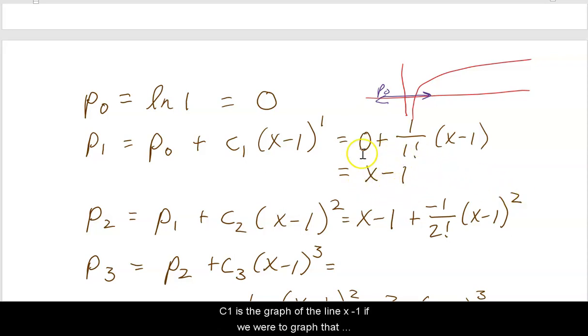P1 is the graph of the line x minus 1. If we were to graph that line, it would probably look something like that, which, yes, is a fairly close approximation, again noting that we are looking at the point where x equals 1. The point where x equals 1 is, of course, right here on the axis where they all touch.